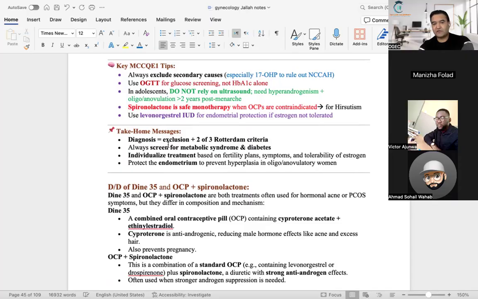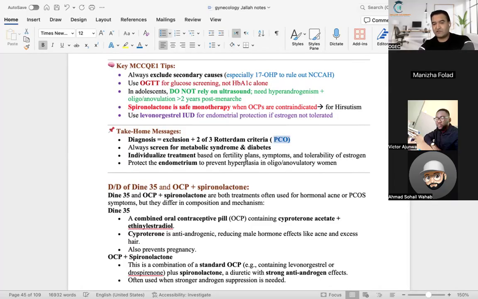Take home diagnosis: it's exclusion plus 2 out of the 3 Rotterdam criteria. And what is the Rotterdam criteria? I just gave you the mnemonic, which is PCO, right? So, PCO. Always screen for metabolic syndrome and diabetes.